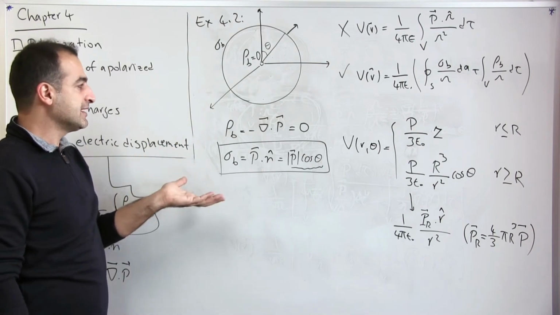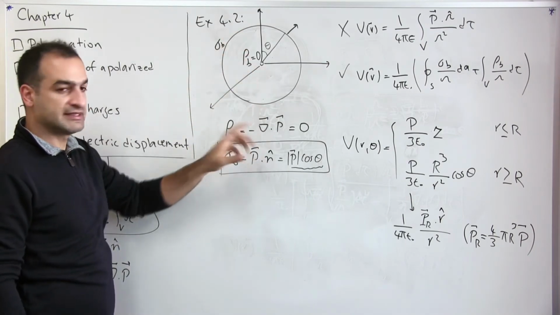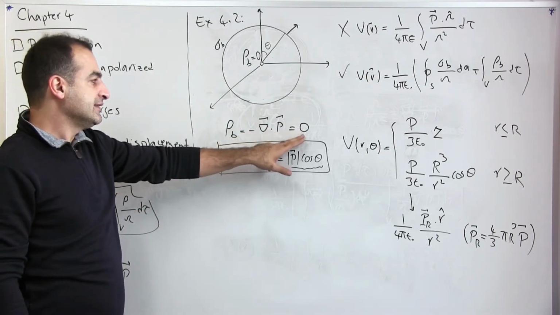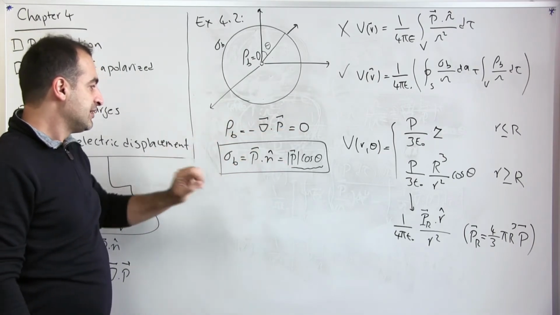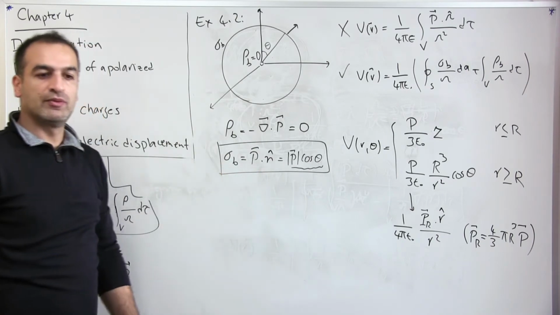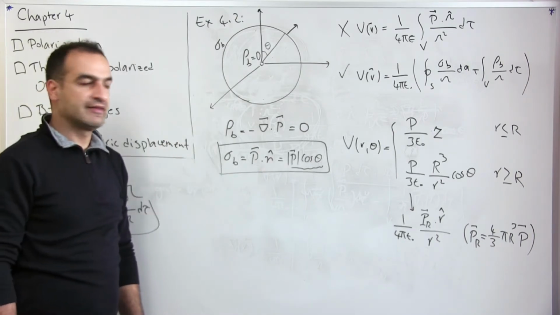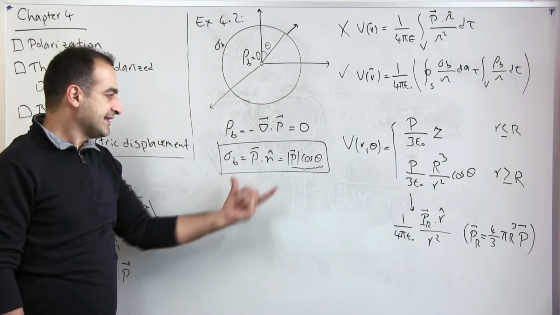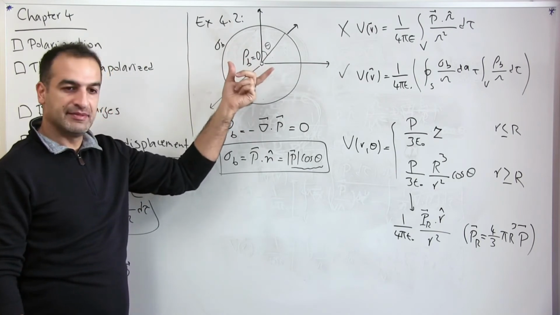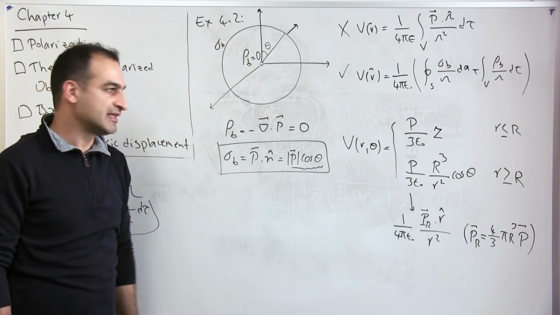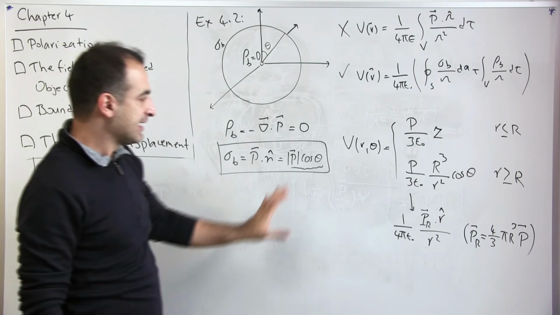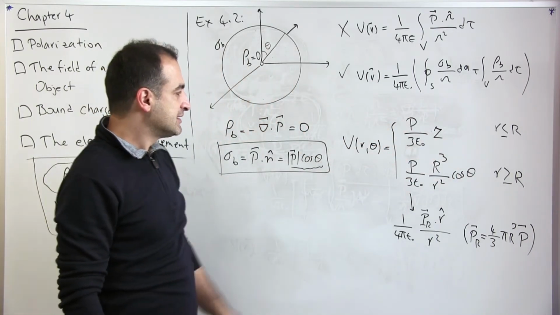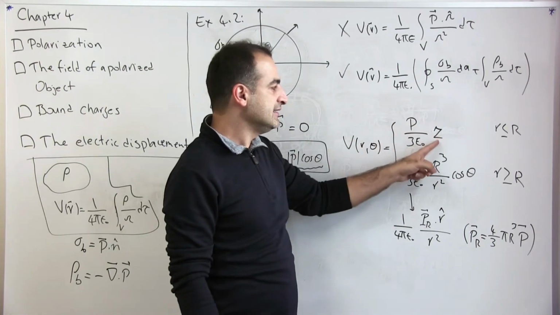For this specific example, the polarization P was a uniform vector, so the divergence of P is 0, the volume charge becomes 0, but surface charge is non-zero and is proportional to cosine of theta, the polar angle in spherical coordinates. And this makes the whole system very similar to one of the examples we did in chapter 3, and this is the kind of potential we get out of that. Something interesting is that the potential inside is linear with respect to z.